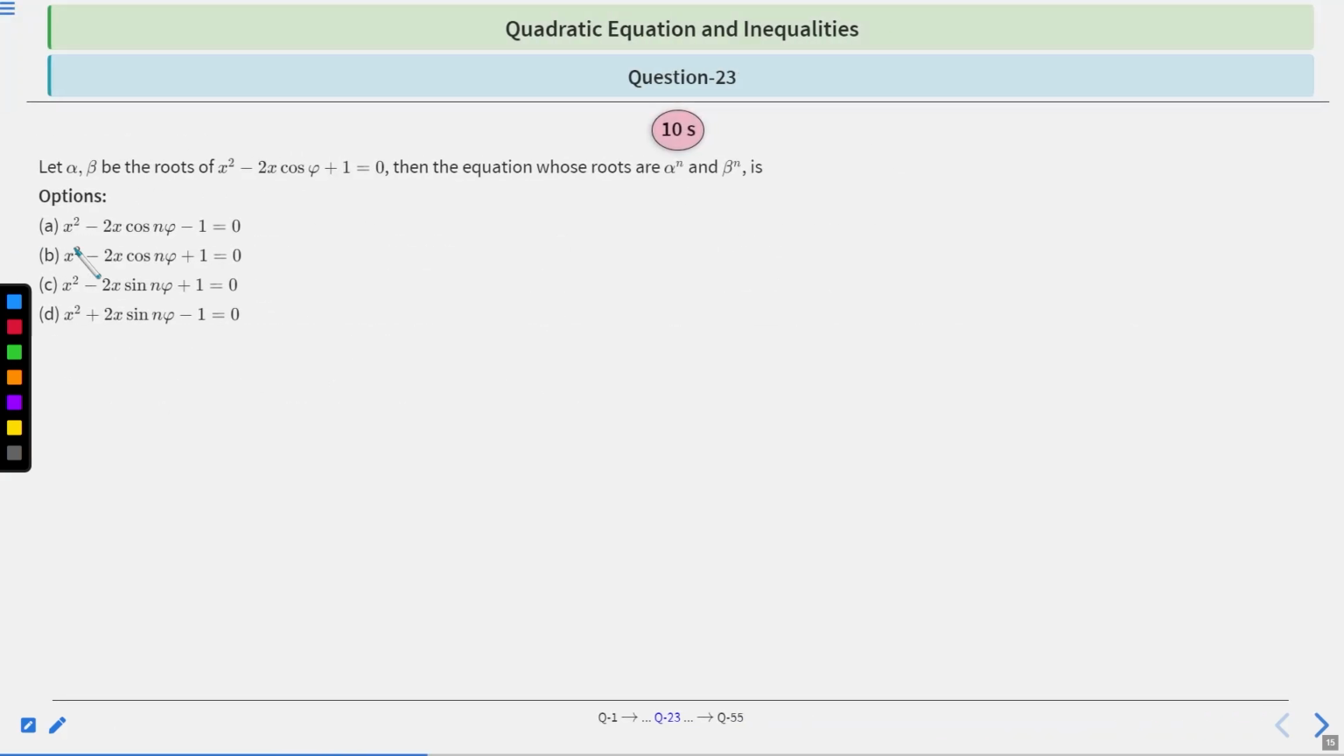Let's move to the next question, 23. Let alpha and beta be the roots of this equation. Then the equation whose roots are alpha to the power n and beta to the power n. So we will discuss the solution after 10 seconds.